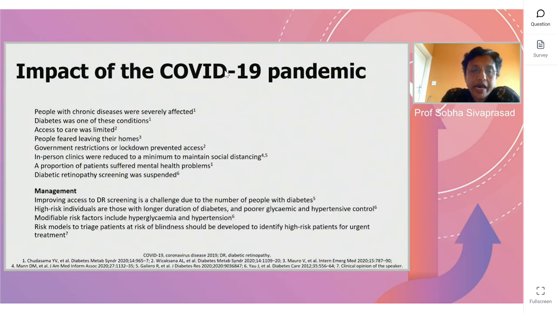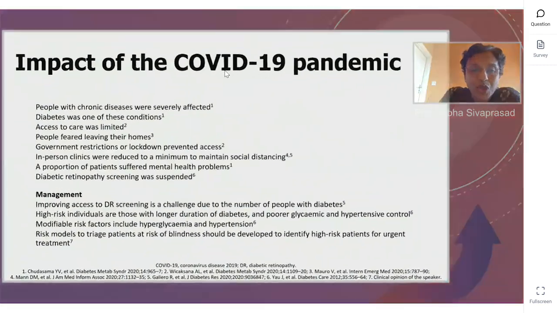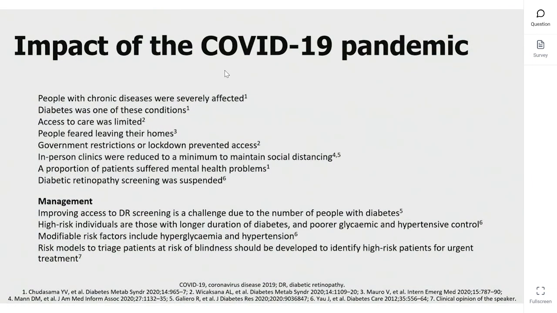When we go through the impact of the COVID-19 pandemic, I'm clearly bringing this out to show how COVID-19 actually helped us reflect on the way we provide diabetic retinopathy care in the world. People with chronic diseases, especially diabetes, were severely affected during the COVID-19 pandemic because access to care was limited and people feared leaving their homes. There were government restrictions and lockdowns, for example, that prevented access, and also patients decided not to go out for fear of getting the disease.